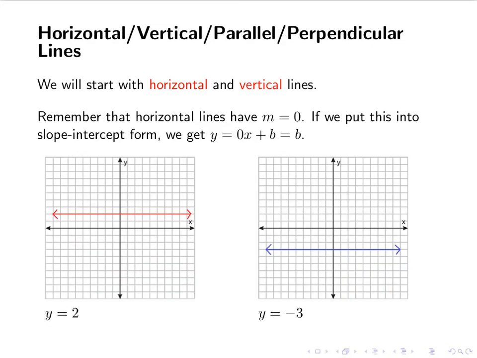And we've talked about what horizontal lines look like. There's no rise, there's only a run. So we're just going from left to right. And then, for instance, y equals 2, my horizontal line is up 2 from the x-axis. Y equals -3 is down 3 from the x-axis. Okay.